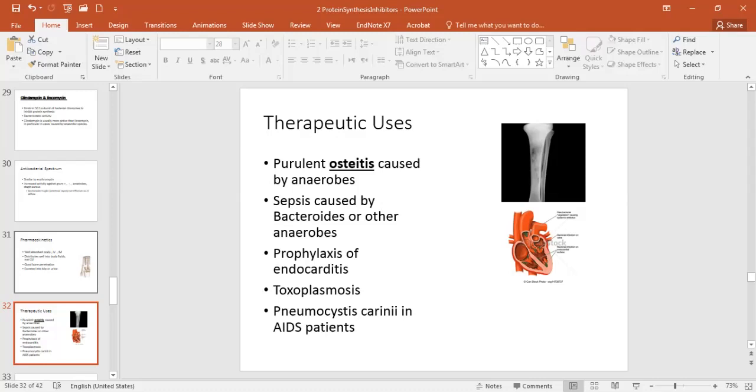Sepsis caused by bacteroides or other anaerobes. Prophylaxis of endocarditis. Toxoplasmosis. Toxoplasmosis is actually not a bacteria, it is a type of parasite caused by Toxoplasma gondii. Pneumocystis carinii in AIDS patients. This is not seen commonly except in AIDS patients; in AIDS patients it is common.